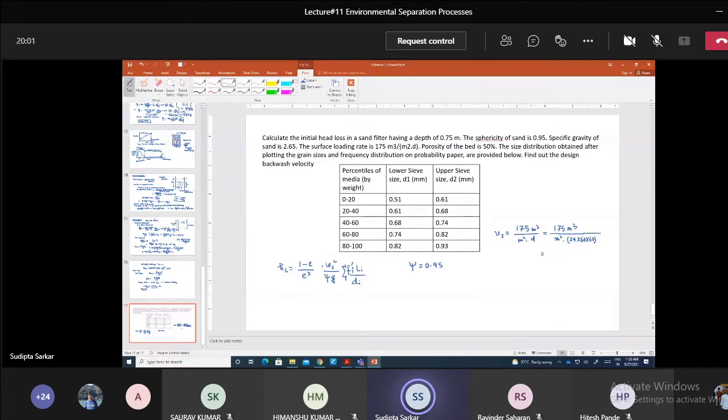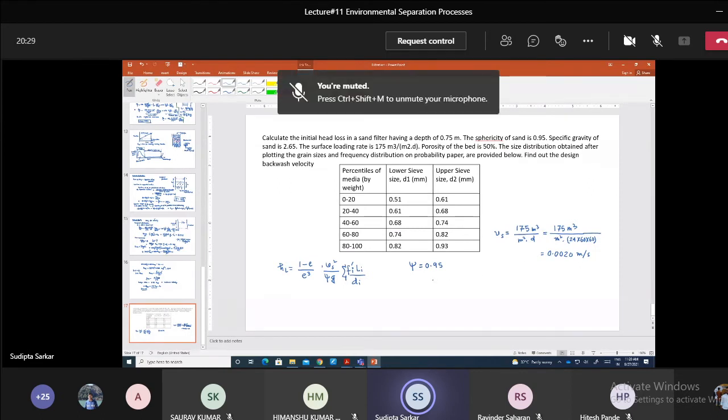Okay. So 175 divided by 24 divided by 60 divided by 60. So you get 0.0000. There is something I am not right. Meter per second.